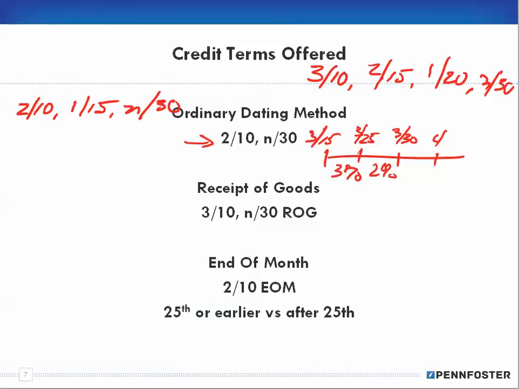Oh, I should have made this the first. See what happens when you're just flying by the seat of your pants. Let me back up here. Let's make this invoice date 3/1. That makes it easier.